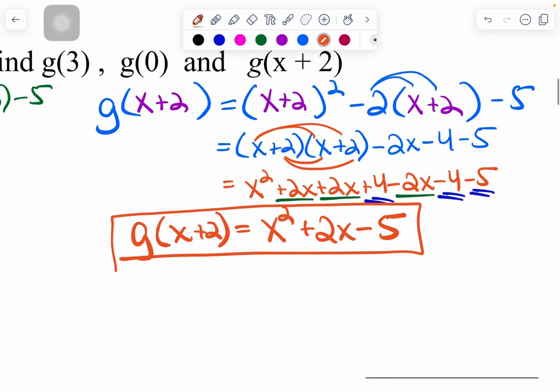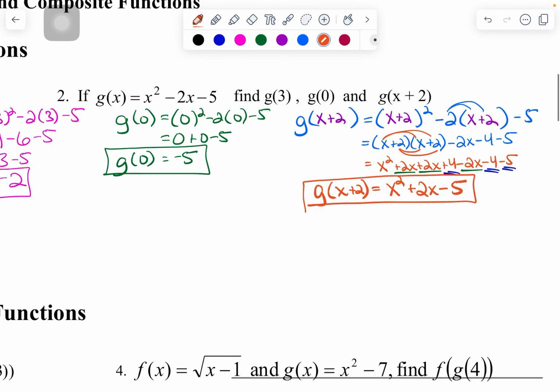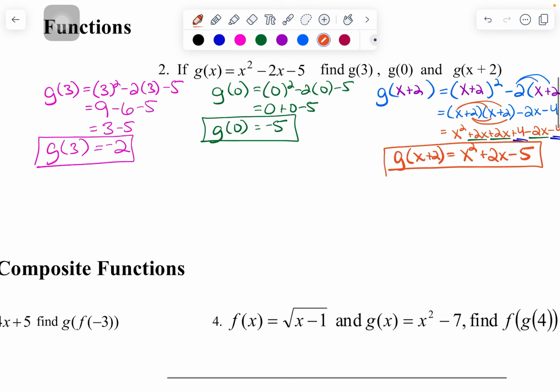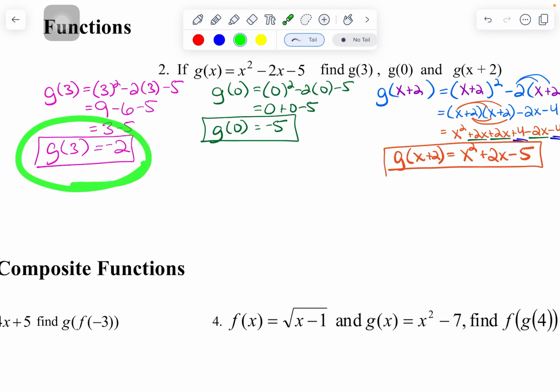All right, so problem number 2, again, I gave you 3 things after giving you that function. I asked for g of 3. We found that over here in pink. We found g of 0 right here in green. And then in this kind of blue, purple, orange stuff is going to be g of x plus 2.